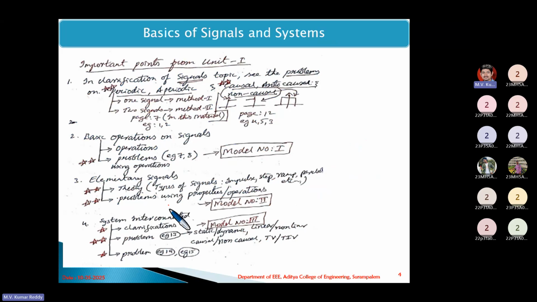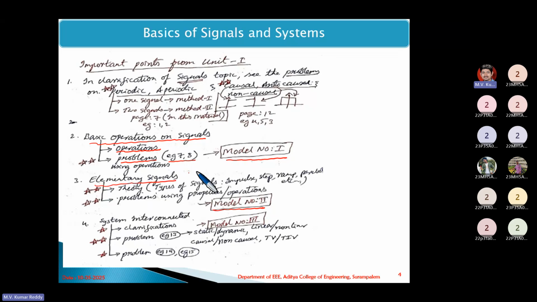Now see here, this is model 1, basic operations on signals. This is the theory and these are the problems. In these problems, 7 and 8 come under model 1. Next, model 2. This model 2 comes under elementary signals.